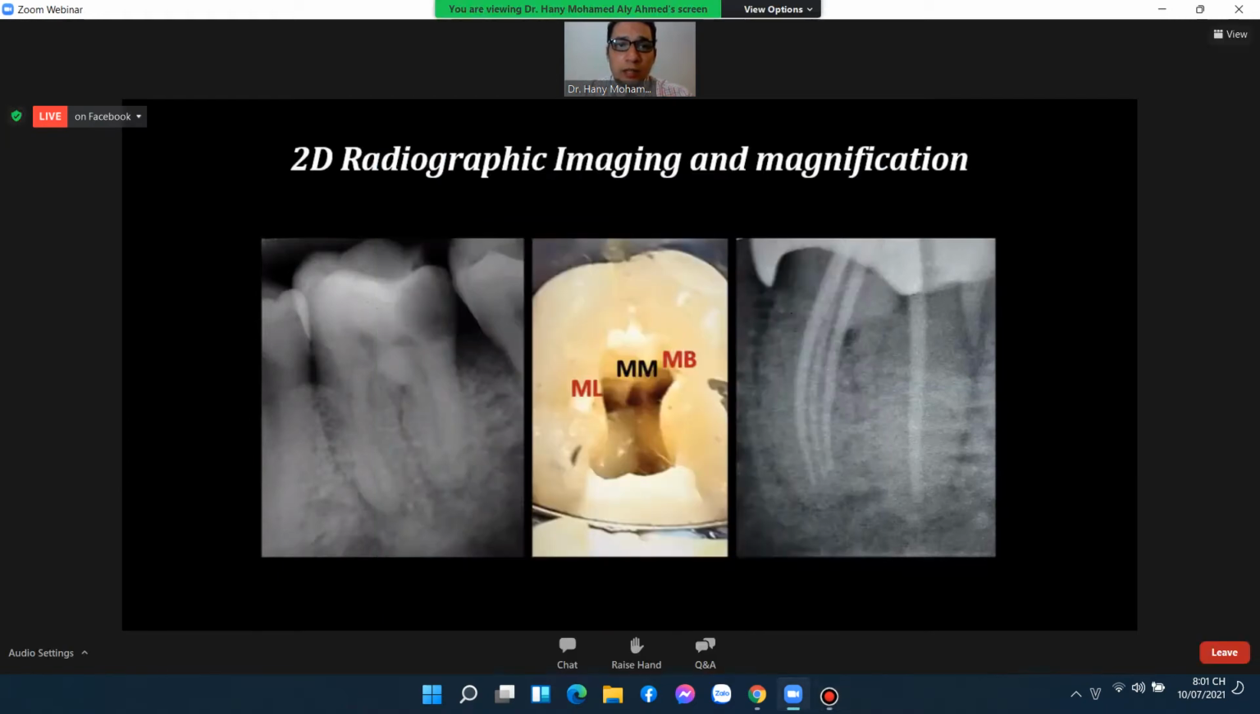Size, and now we are using 2D radiographic imaging together with magnification.